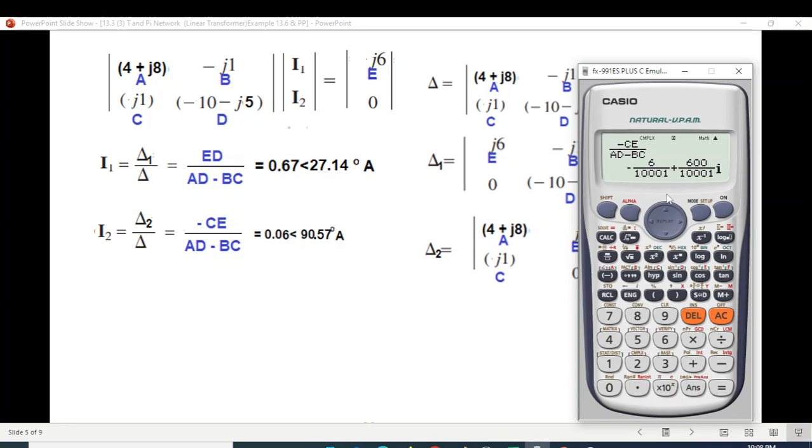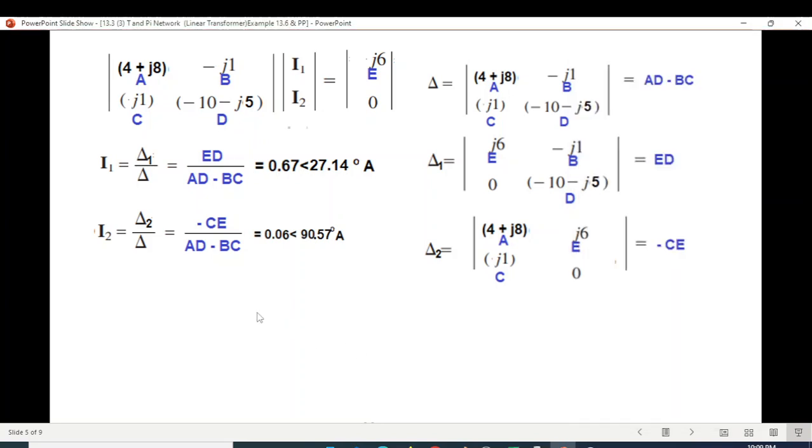We have got a value in rectangular form, shift complex 3, equal sign. 0.599, that means 0.06, and the angle is 90.57. So this is how I1 and I2 you can calculate with the help of your calculator in complex form.